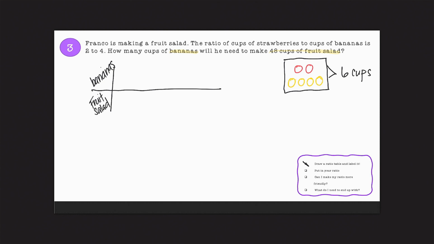Okay, and then we're going to put our first ratio in. So in looking at my first ratio, I know I'm talking about bananas. So I'm going to look at the banana value, which is right here. I have 4 bananas.